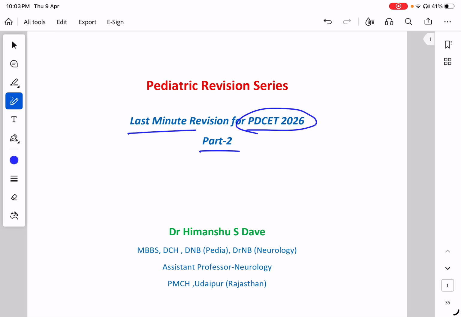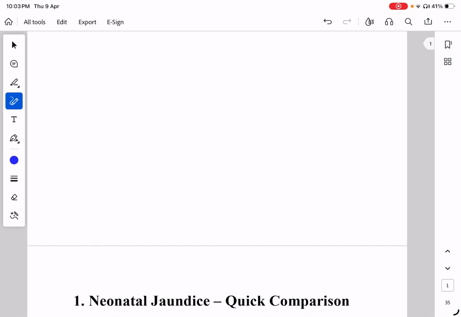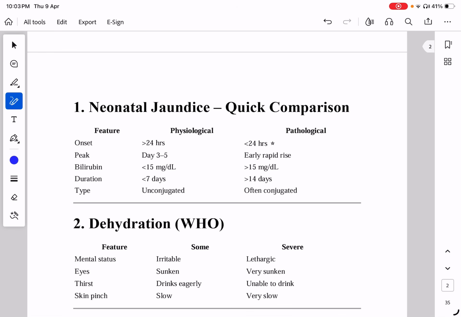So, we will go through these slides fast so that you can revise more and more important topics from which MCQs can be asked. Let's start with this. So, first one is a table on neonatal jaundice. So, mainly the difference between physiological and pathological jaundice.